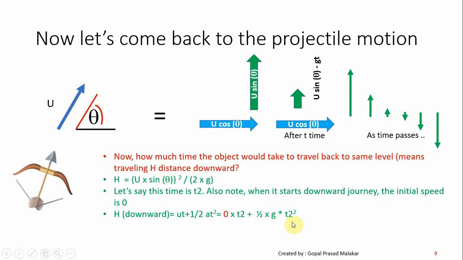Now if you solve this, just put in this value: (u sin theta)² by 2g, and half g. This t2 will actually be u sin theta by g once again, because the moment you put in u sin theta by g, whole squared, this g will cancel and at the bottom 2g will come. Here also the bottom is 2g. So essentially t2 is again u sin theta by g. So what you need to understand is it has taken u sin theta by g to travel upward and it has taken the same time to come downward.